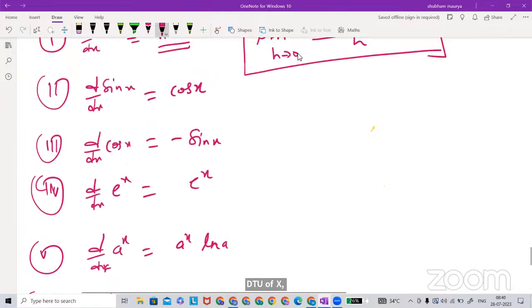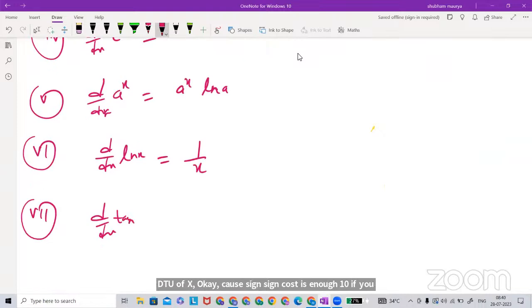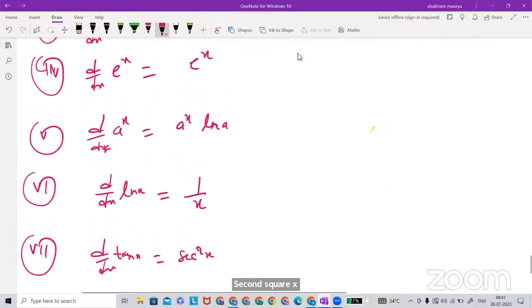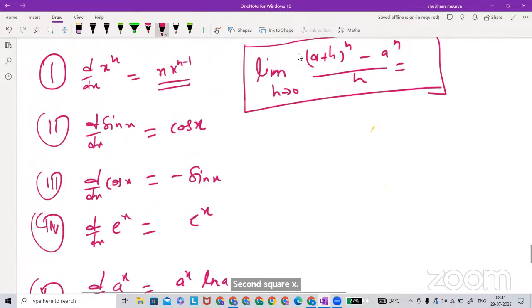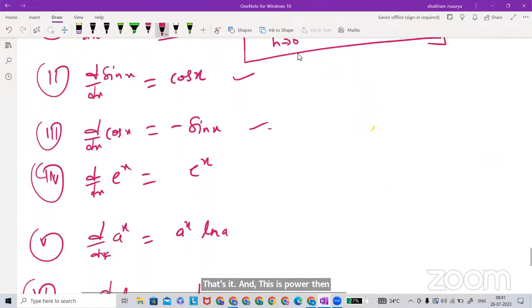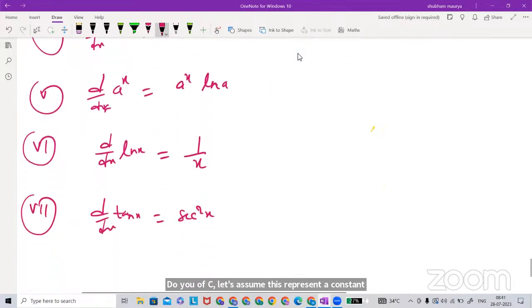Okay, sine and cos are enough. Tan, if you want tan also, what is the derivative of tan x? Secant square x. And that's all for trigonometric. No need to go with sec and others. And power is done, sine cos is done. Constant: derivative of constants. d/dx of c, let's assume this represents a constant function. So the derivative of a constant function is 0. This is the 7th, 8th one.